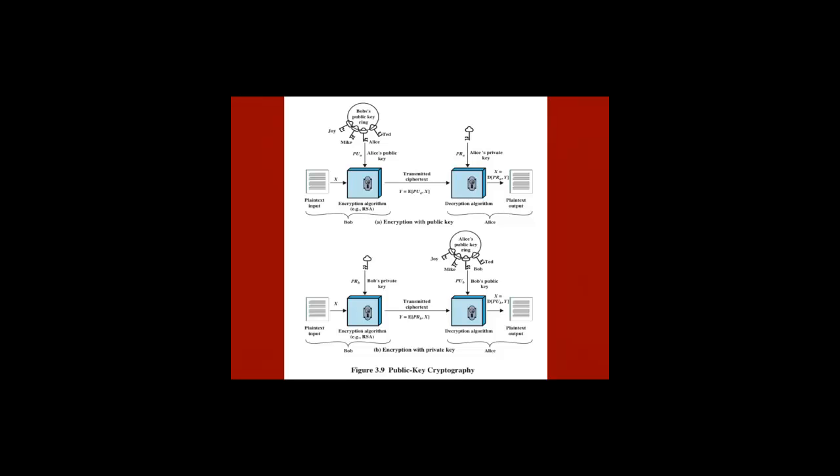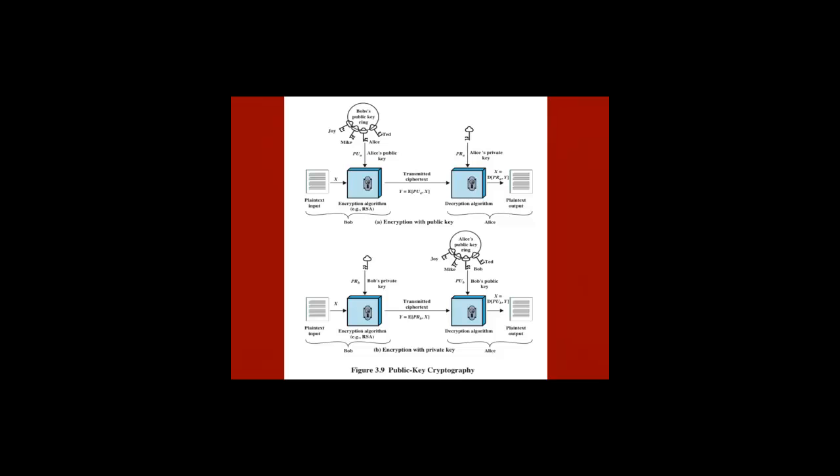Now, a public key encryption scheme has six ingredients. They've got the plaintext, the encryption algorithm, and the public and private key. That's different: before we had one shared key, now we have a public and a private key. That would be a pair of keys that have been selected so that if one key is used for encryption, the other can be used for decryption. The exact transformations performed by the encryption algorithm depend on the public or private key that is provided as input.